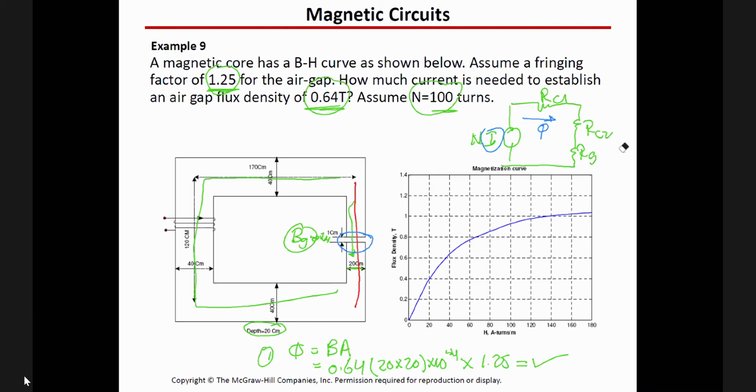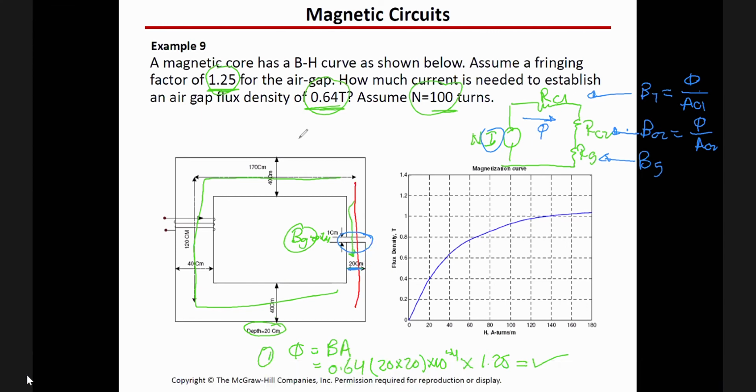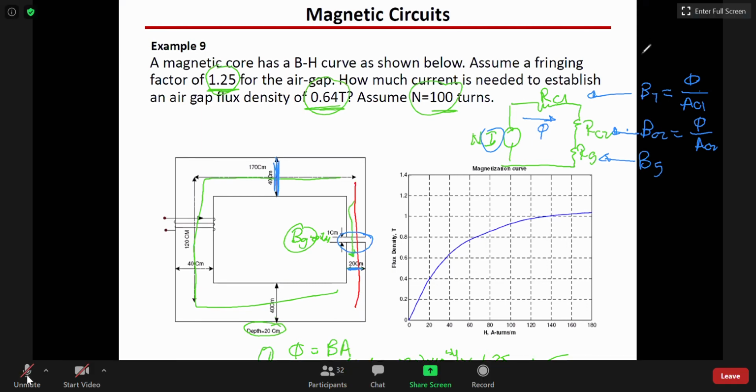This one we know, which is B, it's already given. Can we find the value here, BC2? Yes, flux over the area of C2. Can we find the B here, BC1? It's the flux over the area of C1. What's the area of C2? It's 20 multiplied by 20. What's the area of C1? 40 multiplied by 20. So this is the second step here.